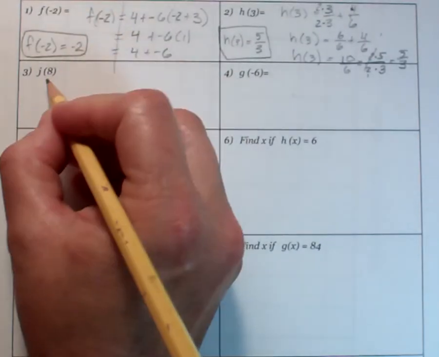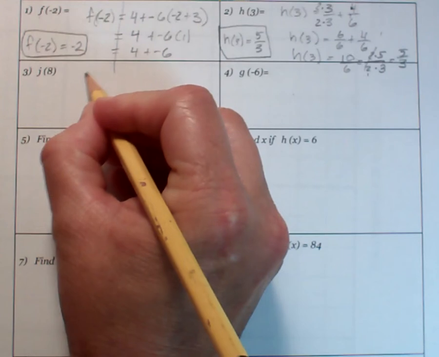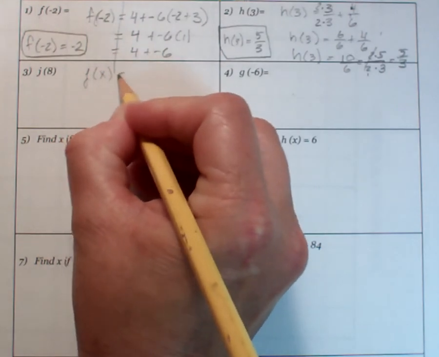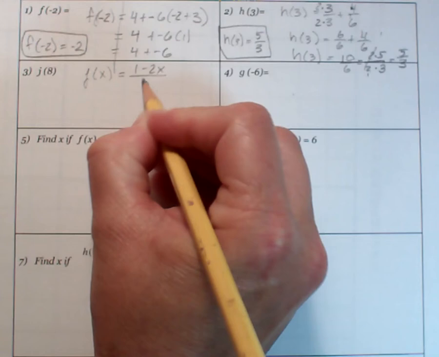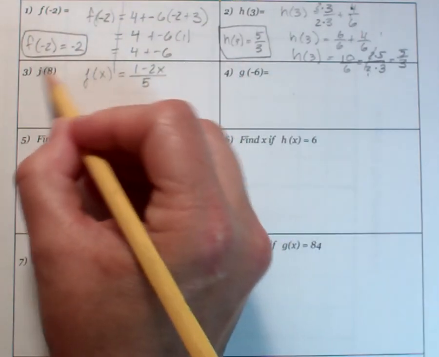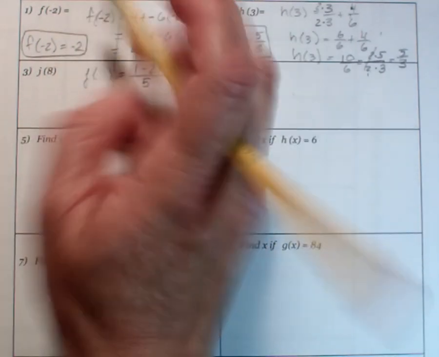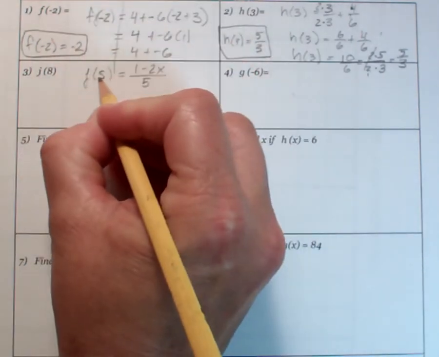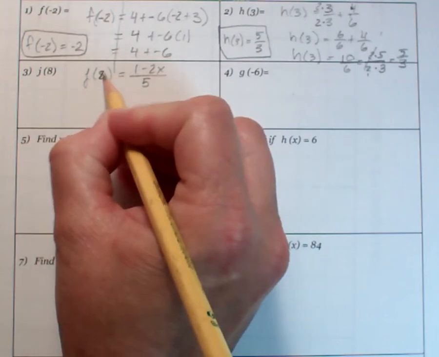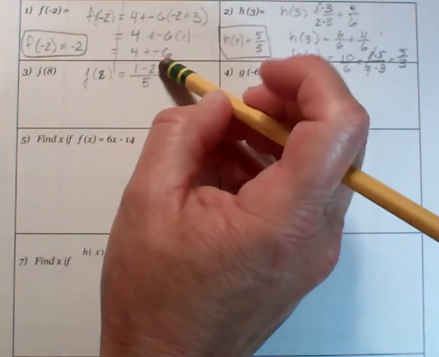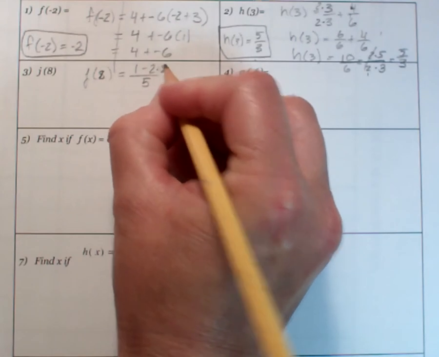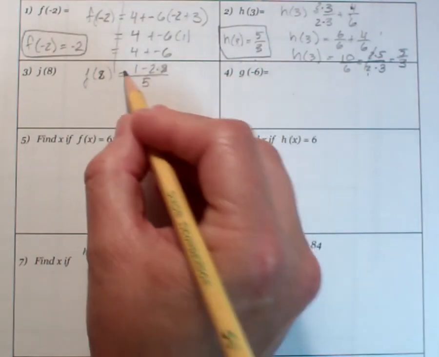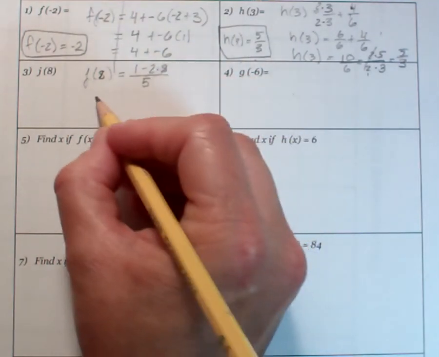Number 3, we're looking for j of 8, so I'm going to go get function j. So j of x is equal to 1 minus 2x all divided by 5. And j of 8 means I'm going to substitute an 8 for x. Since they put an 8 where the x goes here in the function notation, I'm going to put an 8 where the x goes in the expression. So I get 1 minus 2 times 8 divided by 5.